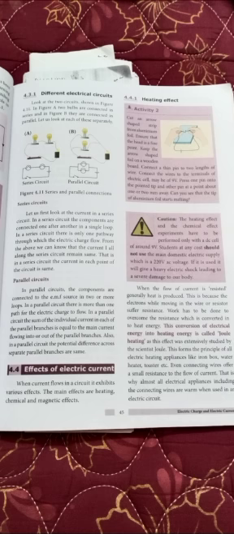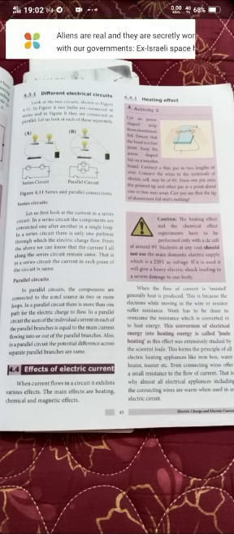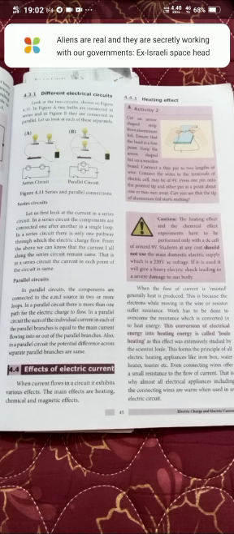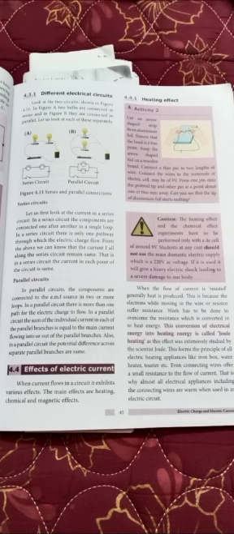Okay, now let's see about the parallel circuit. In parallel circuits, the components are connected to the electromotive force source in two or more loops. In a parallel circuit, there is more than one path for the electric charge to flow. In a parallel circuit, the sum of the individual currents in each of the parallel branches is equal to the main current flowing into or out of the parallel branches. Also, in a parallel circuit, the potential difference across separate parallel branches is the same.